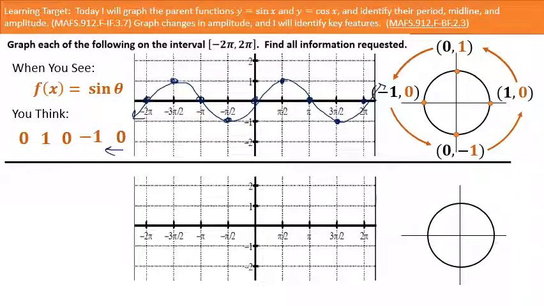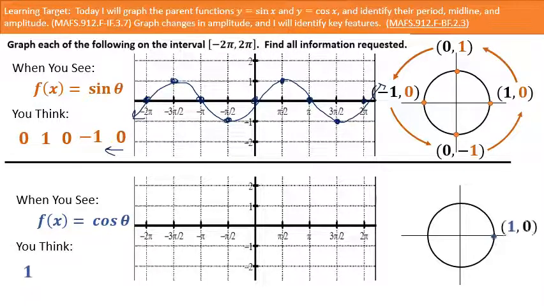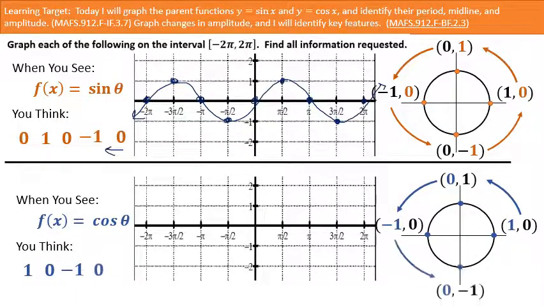All right, let's try cosine. If you're thinking about cosine, it's the same 4 points we're going to look at, but instead of looking at the y coordinate, we're going to look at the x coordinate. So we're going to think about 1, 0, -1, 0, back to 1.